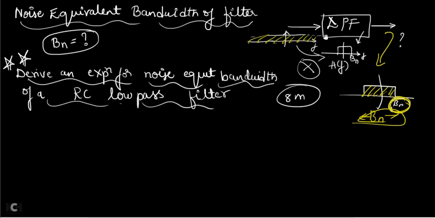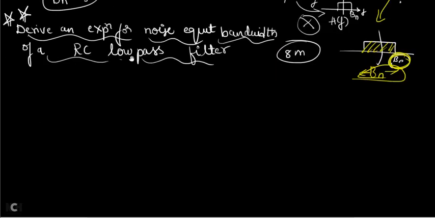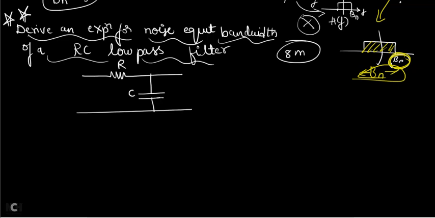Instead of taking an ideal low pass filter, you have to take an RC low pass filter. One resistor, one capacitor. And what is the expression you need to find out? At the end of the derivation, you should find the expression for Bn, noise equivalent bandwidth of a RC low pass filter. Now let us start deriving it. Consider an RC filter for this particular case. How does an RC low pass filter look? A single stage, one resistor and then one capacitor. This is an RC low pass filter.